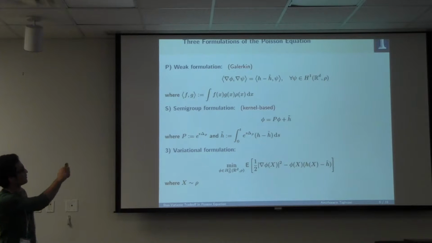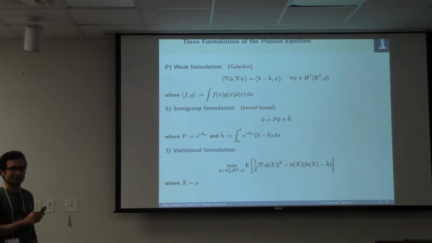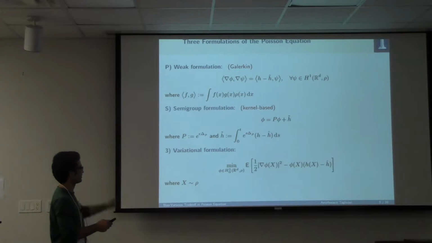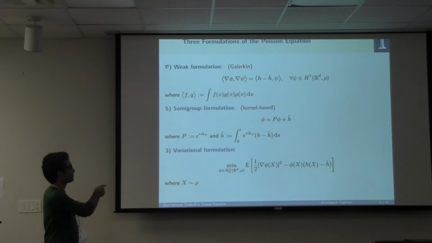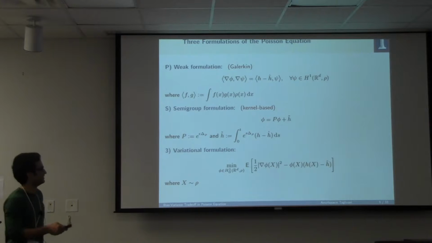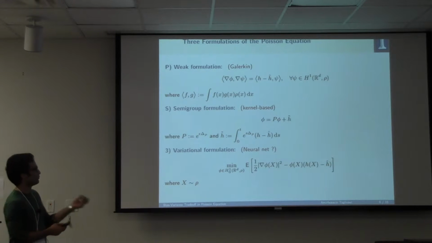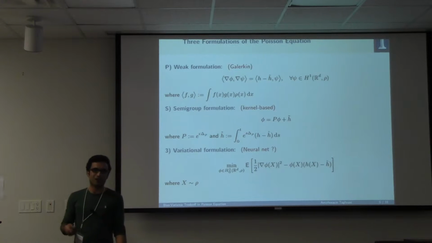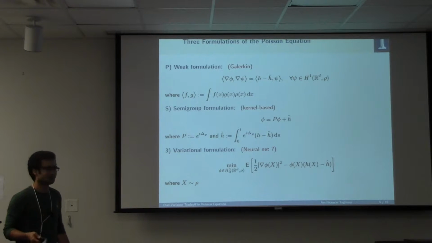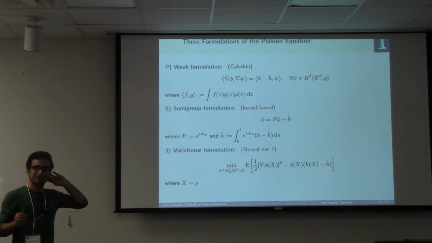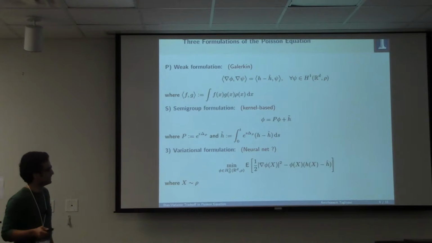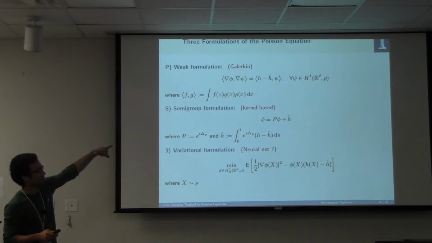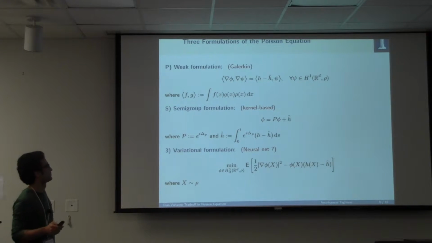P stands for PDE, or how Poisson views the problem. S is the stochastic analysis, how Sean views the problem, and this is the formulation that they both ignore. Potentially, this is like a learning problem, so you can use learning algorithms to solve this. So in this presentation, I'm going to just talk about Galerkin and kernel-based.